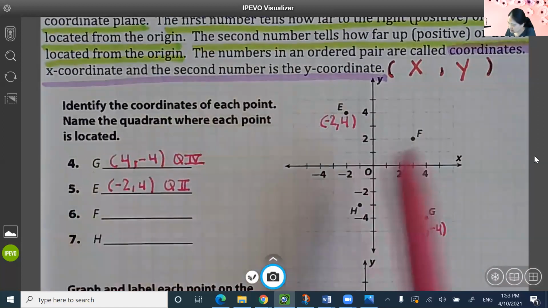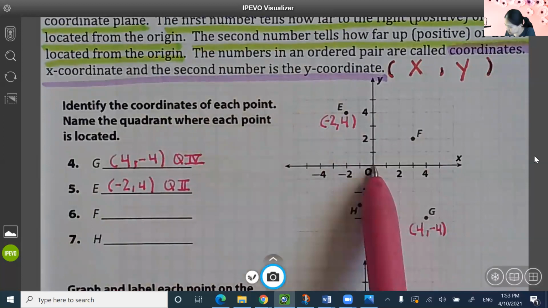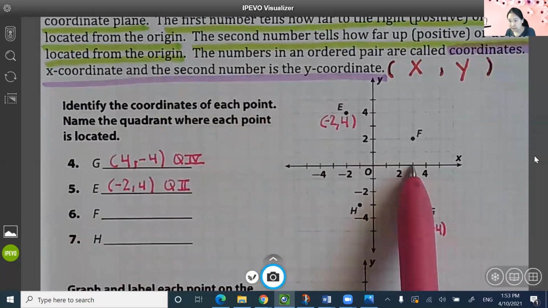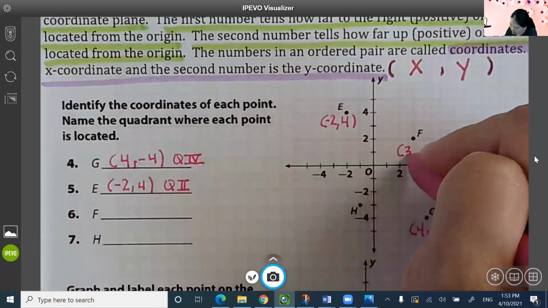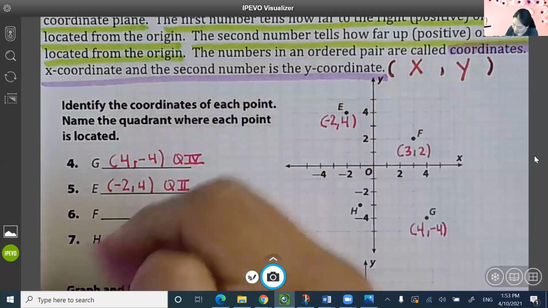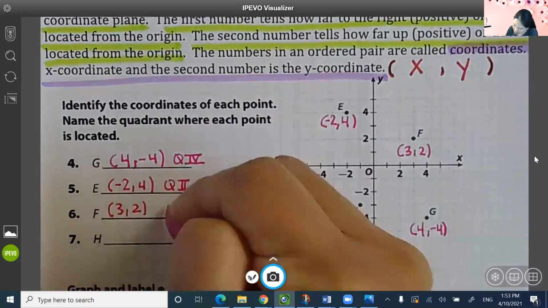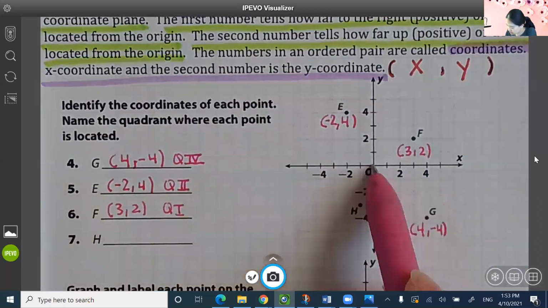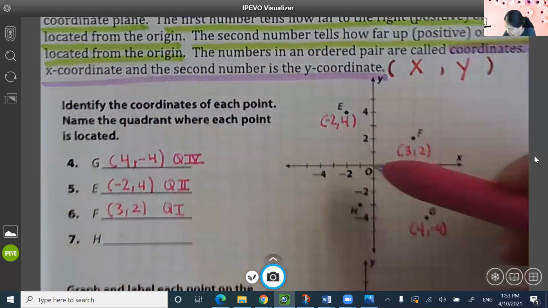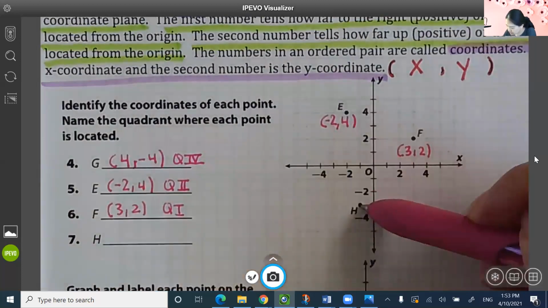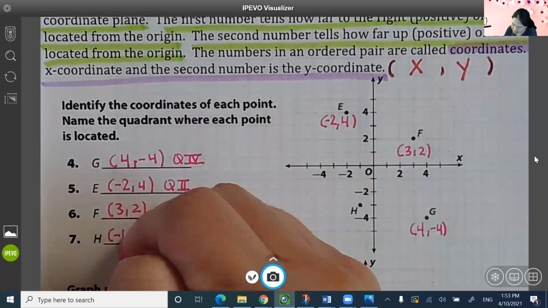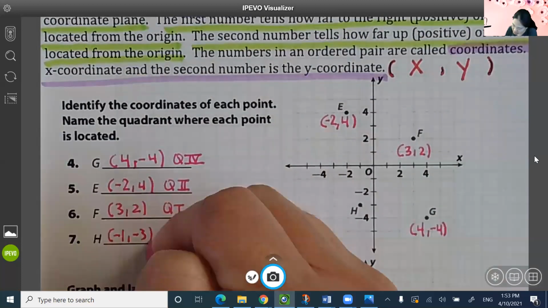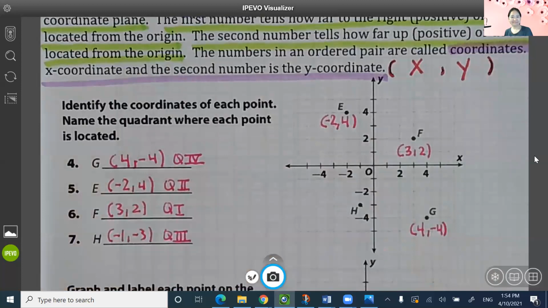The point F is right here. That's 3 to the right, so +3, and up 2. So your coordinates are 3, comma, 2, and that is in quadrant 1. Last one, H, is right here. We go to the left to -1. From there, we went down 1, 2, 3. So -1, -3, and that's in quadrant 3.